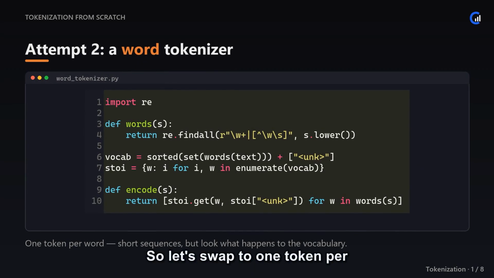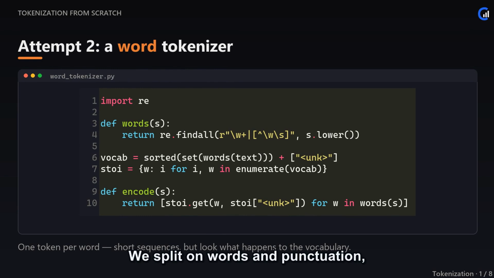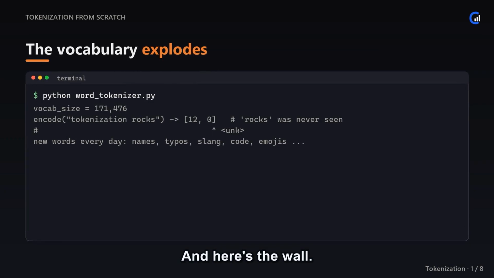So let's swap to one token per word. We split on words and punctuation, and build a vocabulary of every unique word. Sequences are now short, a 10-word sentence is about 10 tokens. But notice that get with default and the fallback. We already know some words won't be in our vocabulary, and that single line is where this approach quietly falls apart. And here's the wall.